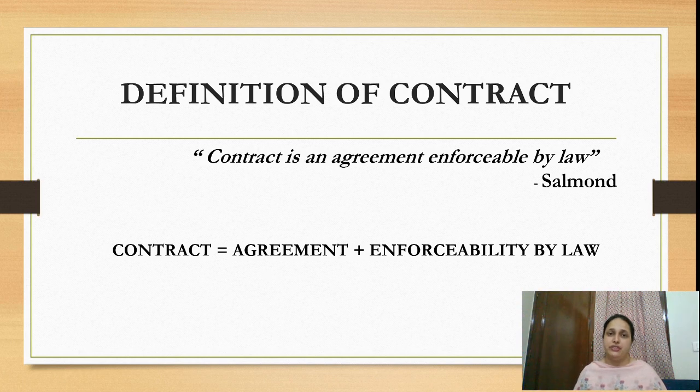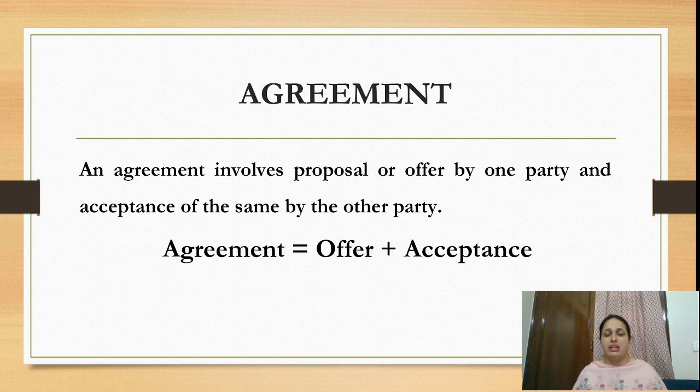Now let us see the definition of contract. According to Salmond, contract is an agreement enforceable by law. According to this definition, contract is composed of two words, that is agreement plus enforceability by law. Now let us understand what is agreement. An agreement involves proposal or offer by one party and acceptance of the same by the other party. In this, one party offers and the other party gives his acceptance.